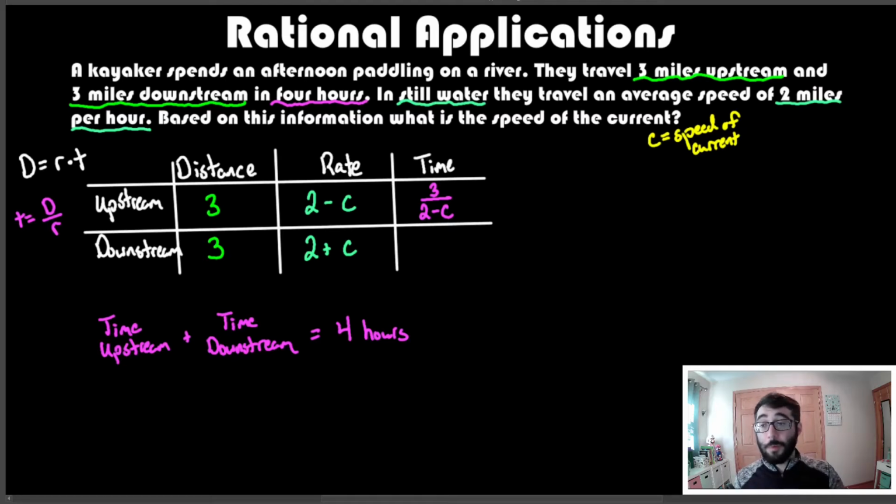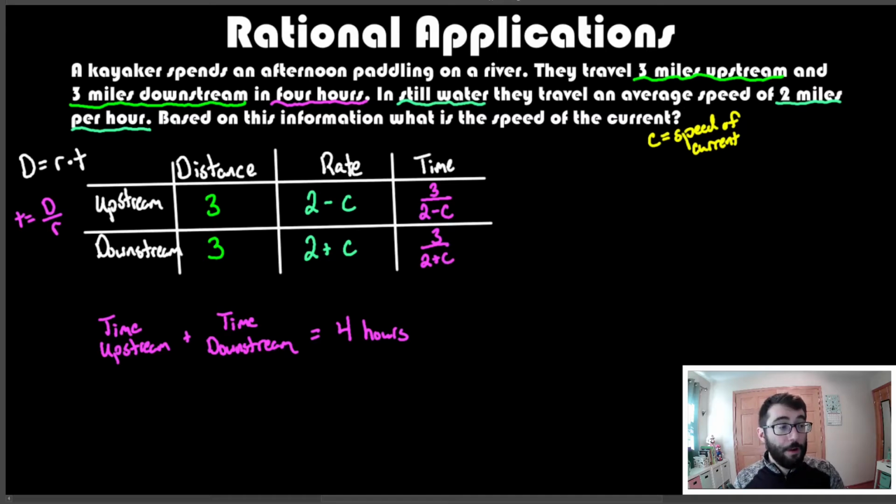So time upstream will be the distance, which was 3, over the rate, which was 2 minus C. So there's our expression for time. And then we can do the exact same thing for downstream. Our distance, our rate, divide them. There's our expression for time.